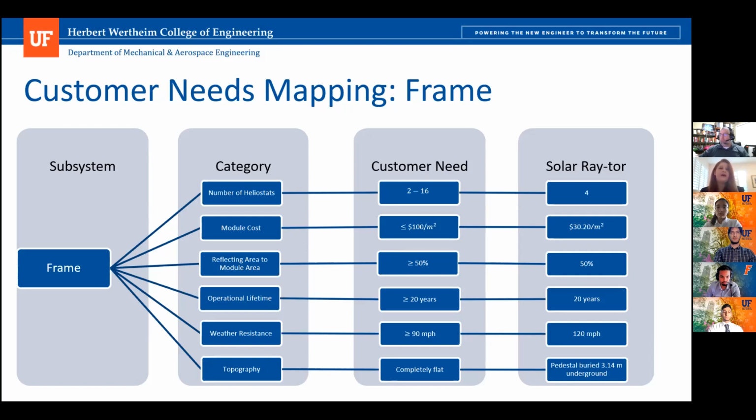The operational lifetime of the installation must exceed 20 years. This lifetime is met due to the material selection within the subsystem. The system must also operate under the ambient and solar conditions in Las Vegas, capable of withstanding winds up to 90 miles per hour. The solar Ray-tor can withstand 120 miles per hour in its protective stow configuration. Lastly, the topography of the overall installation is completely flat. The pedestal is staked 0.33 meters to provide adequate support to prevent deflection of the pedestal. Next slide, please.